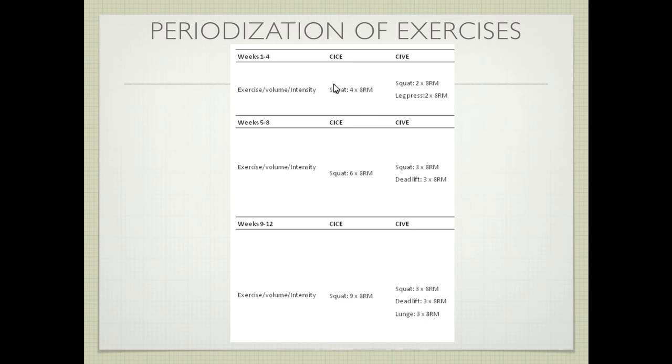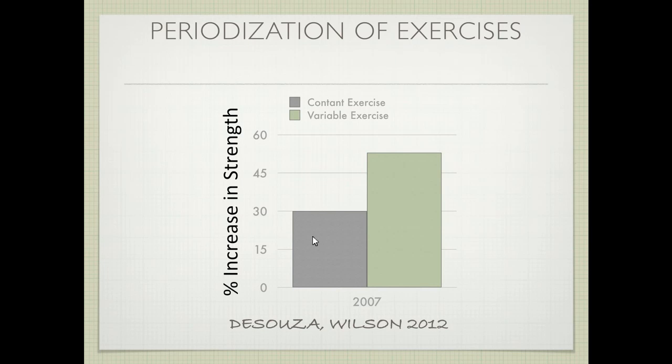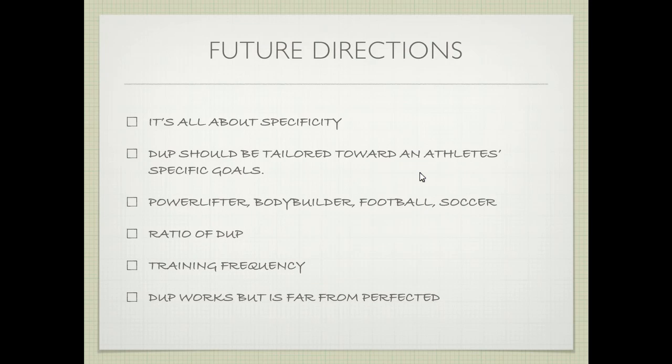So for example, weeks 1 through 4, squats 4x8, then squats 6x8, and then the last weeks 9 through 12, squats 9x8. Whereas the constant intensity, varying-exercise group did squat 2x8, leg press 2x8, then kept the squats 3x8 with deadlift 3x8, then kept the squats 3x8 with deadlifts and lunge. So they varied the exercise behind the criterion lift. What happened was the constant exercise group did not gain as much strength as the variable exercise group. So changing the exercises becomes important as well.